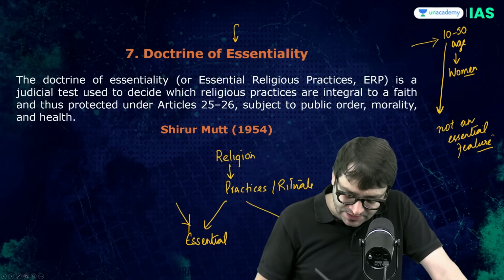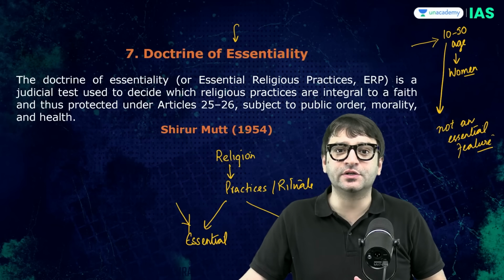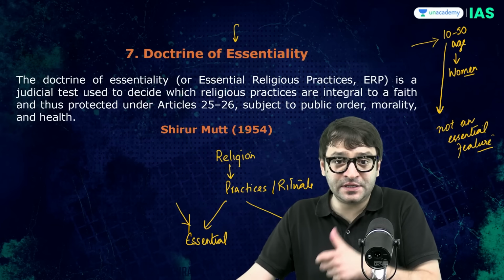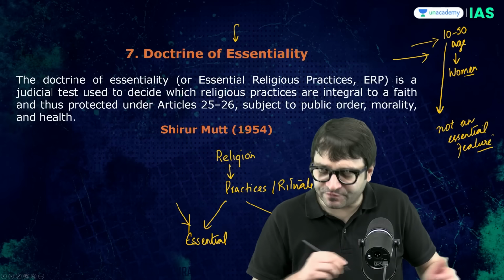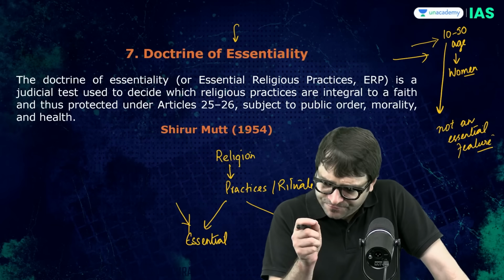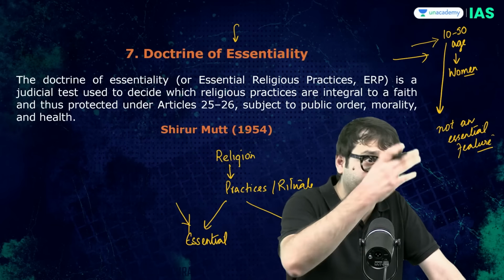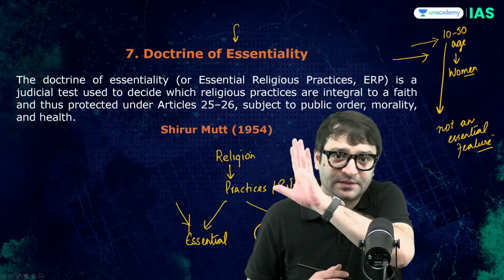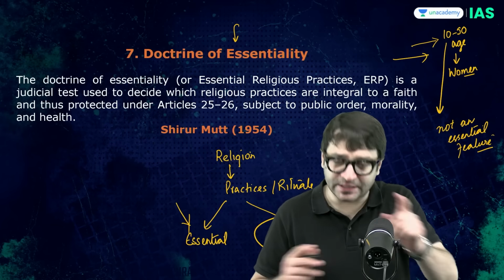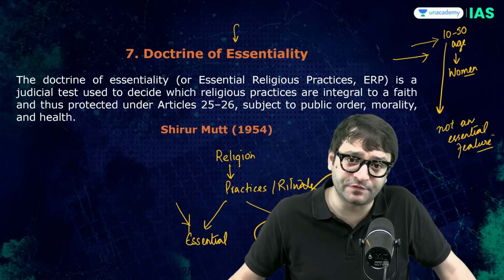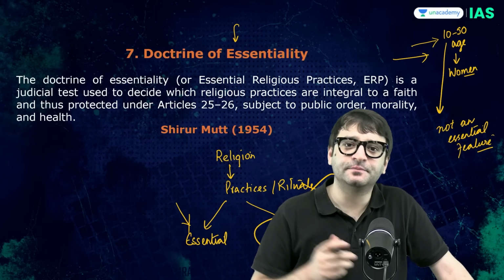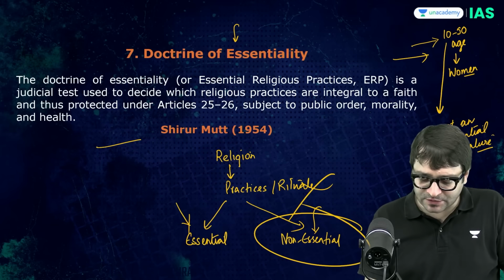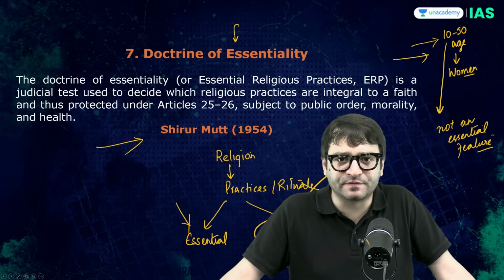But if there are some rituals, practices, which are not essential to a religion, which means even if we reform these practices, triple talaq, for example, instant triple talaq, or banning of the entry of women of menstruating age, even if we remove these provisions, the religion will not collapse. These non essential features, if they violate fundamental rights, the court will declare that these non essential features of a religion are set aside. And this doctrine of essentiality was invented by the Supreme Court in Shirur Mutt case of 1950.